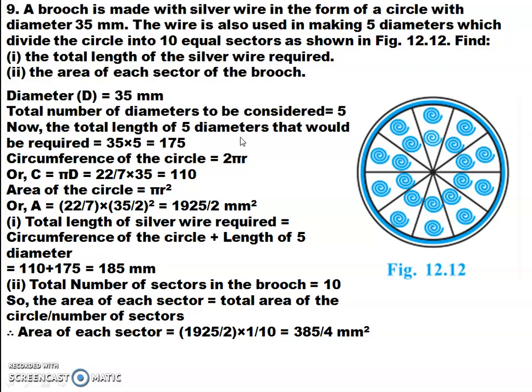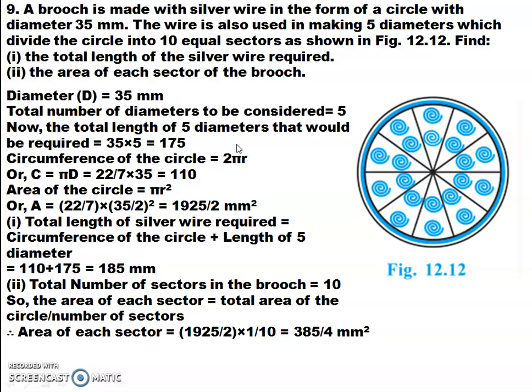Total length of the 5 diameters: one diameter is 35 mm, so the total length of 5 diameters is 35 into 5, which is 175. Now considering the outer circle, the circumference of the circle is equal to 2 pi r, which is 2 into 22 by 7 into r. Students, do you have r in this? No, you don't have r in this.